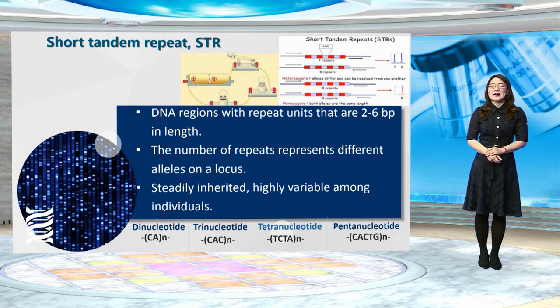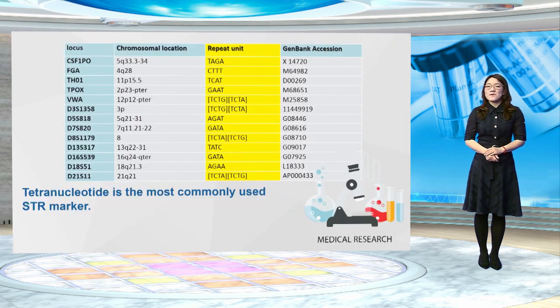STR repeat sequences are named by the length of the repeat unit. So, dinucleotides have 2 nucleotides in the repeat unit. There are also trinucleotides, tetranucleotides, and pentanucleotides. In forensic STR analysis, tetranucleotide repeats are the most popular STRs for human identification.